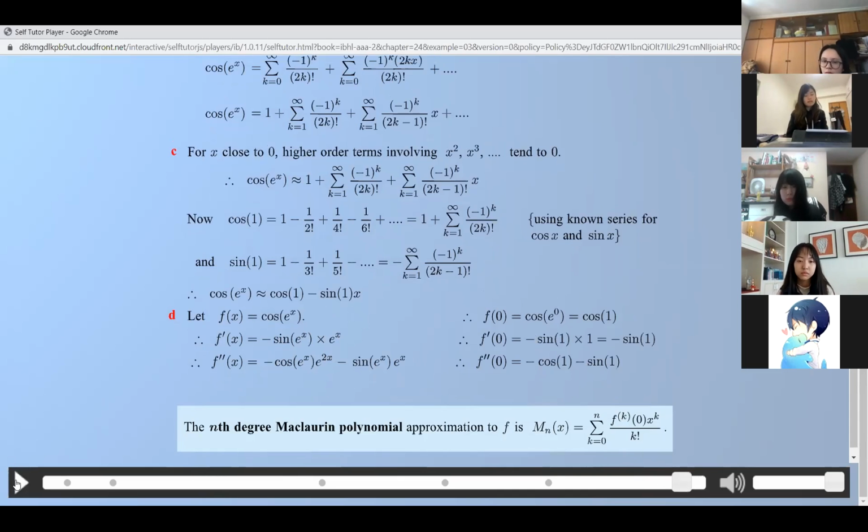So let's hear the concluding part. The constant term is just f of 0. Then we have f dashed 0 over 1 times x. Then we have f double dashed 0 over 2 times x squared.